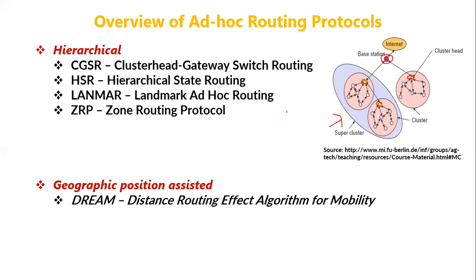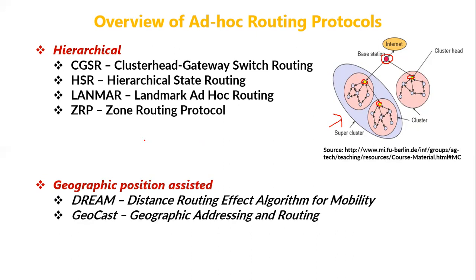Similarly, the next type of routing algorithm is the geographic position assisted routing algorithm. Here the routing will be done based on the geographic position of the nodes. This improves the overall performance of the routing if geographic proximity is known. Geographic proximity also means radio proximity. One way to get the geographic information is by using GPS, the Global Positioning System.